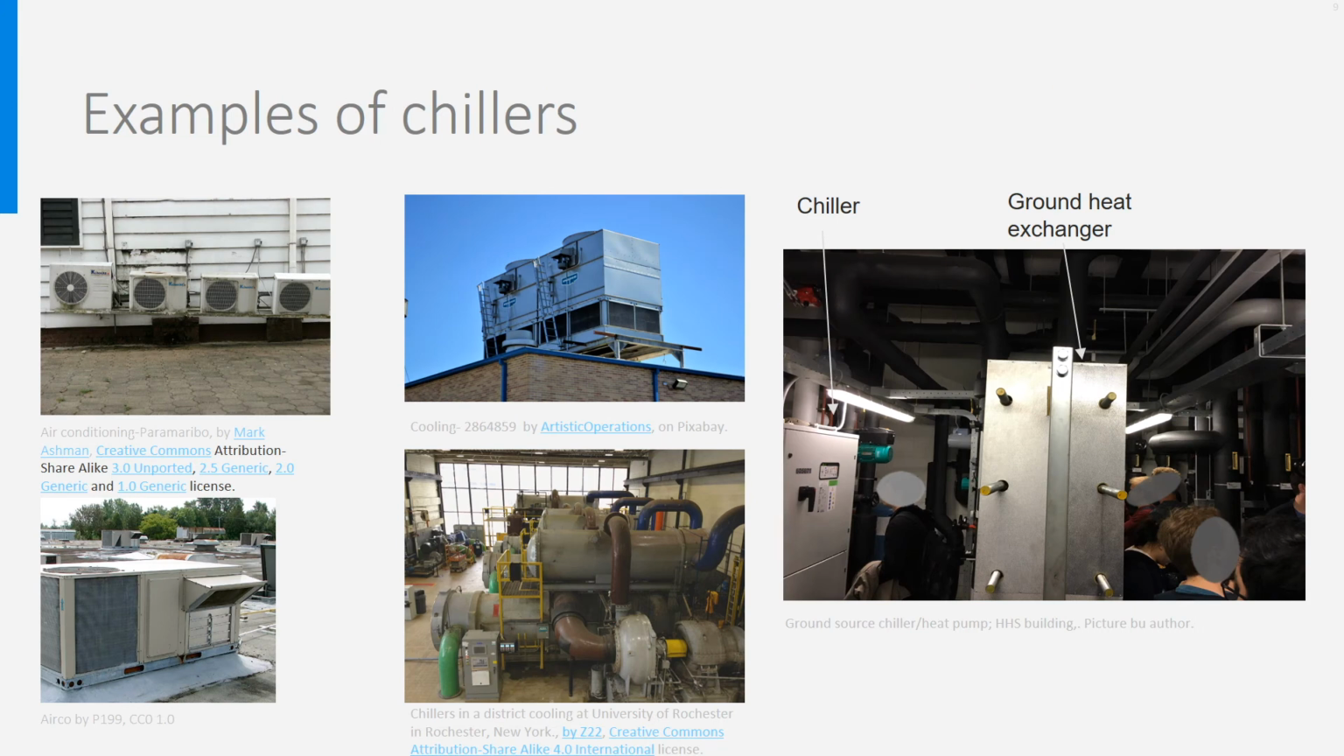You see here some examples of chiller units. On the left, the evaporators of air chillers, above in domestic application, below for an office building. In the middle, above, you see a complete roof unit, and below, a big chiller in New York used for district cooling. And on the right, you see a picture with ground source chiller. The chiller is on the left of the picture and can also work as a heat pump.